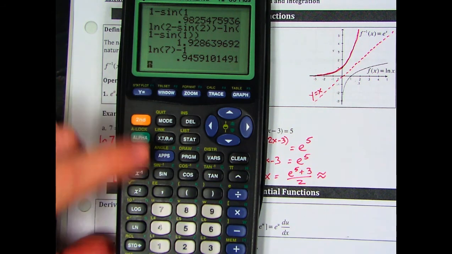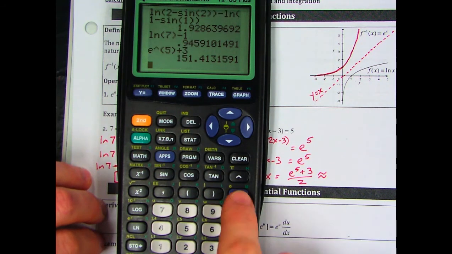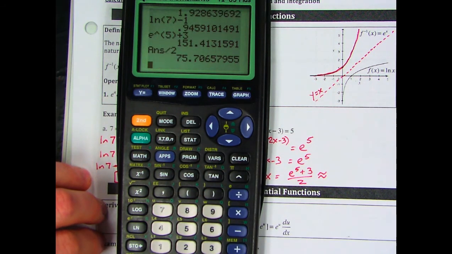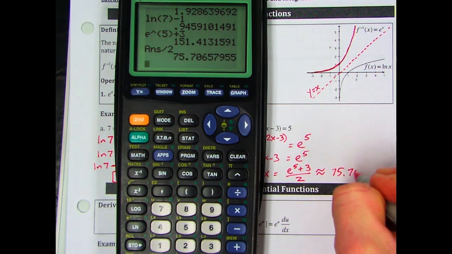So we're just going to go e to the 5th power plus 3, and then divided by 2, 75.707. So that'd be, yeah, 75.707.